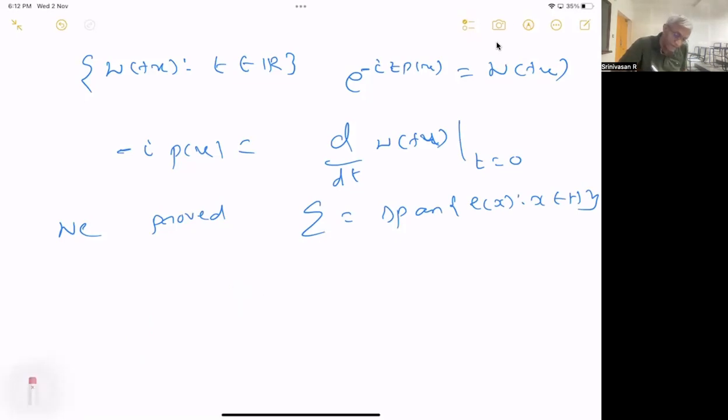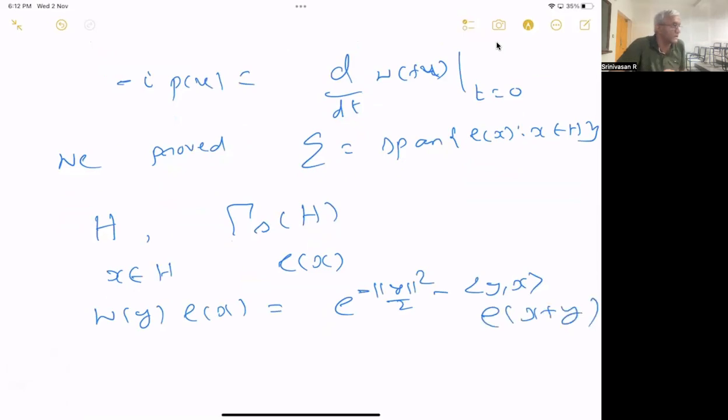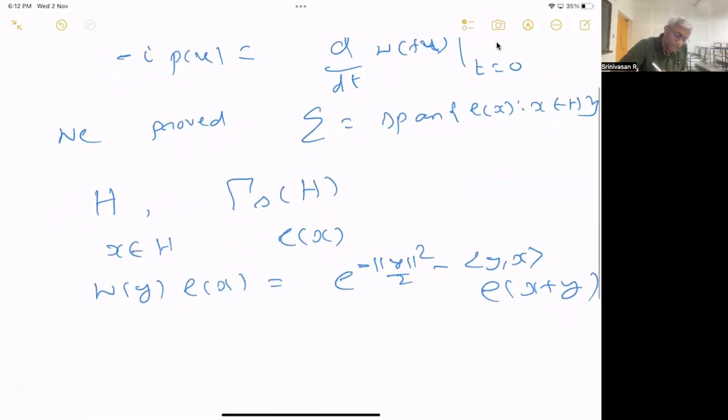See, okay, maybe I will recall the whole thing. We started with h, and we have this Gamma of h. Then for any x in h, we have E of x. Then we define W of y acting on E of x, which is defined as e power minus norm y square by 2 minus yx times E of x plus y. This preserves the inner product, so it extends to a unitary. So these W of y satisfy something called Weyl commutation relation, which I will recall again when I prove something.